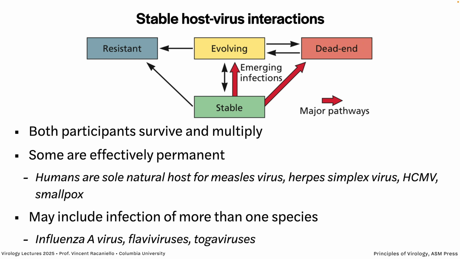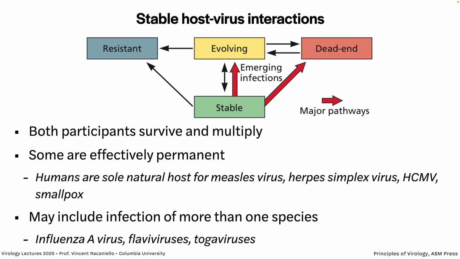The stable host-virus relationship. Both the virus and the host survive for the most part. They're not extinct. The virus doesn't go away. The host doesn't go away. And some of them are permanent as far as we can tell from our little view of history, like measles virus in humans. It seems to be with us. Herpes simplex viruses, the other herpes viruses like cytomegalovirus and others that we talked about. And now SARS-CoV-2 is a brand new virus that seems to be effectively permanent.